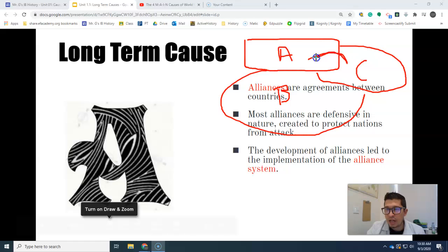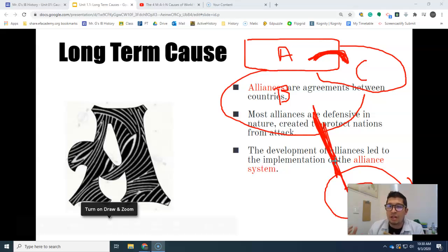If country A and country C form an alliance with one another, but they don't form an alliance with country B, country B feels left out. Country B feels like, all right, if they're going to form an alliance together, then I might have to seek country D over here so that I can even the odds. So the idea of alliances increases a lot of tension throughout Europe, because when one country enters into an alliance, other countries feel like they too need to enter into an alliance.